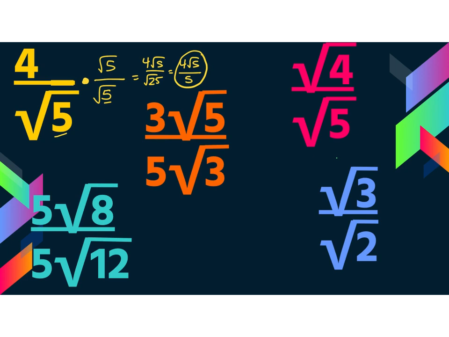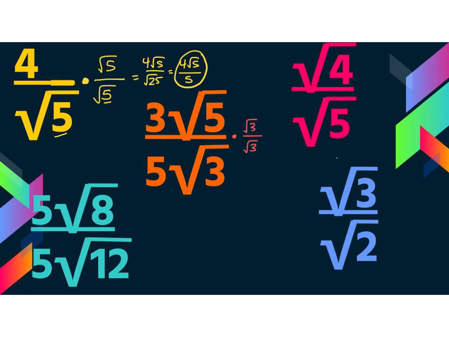We don't want that radical in the denominator, so we are going to multiply by 1, but again, we're going to be very clever about it. We're going to use our radical that's in the denominator, so we're going to do square root of 3 divided by square root of 3.